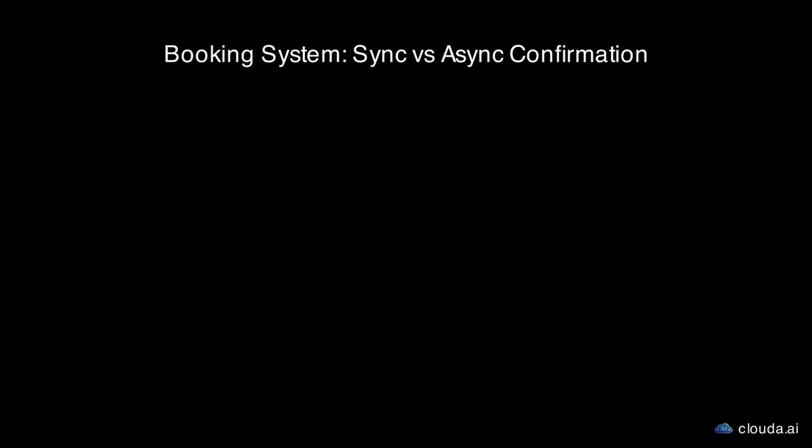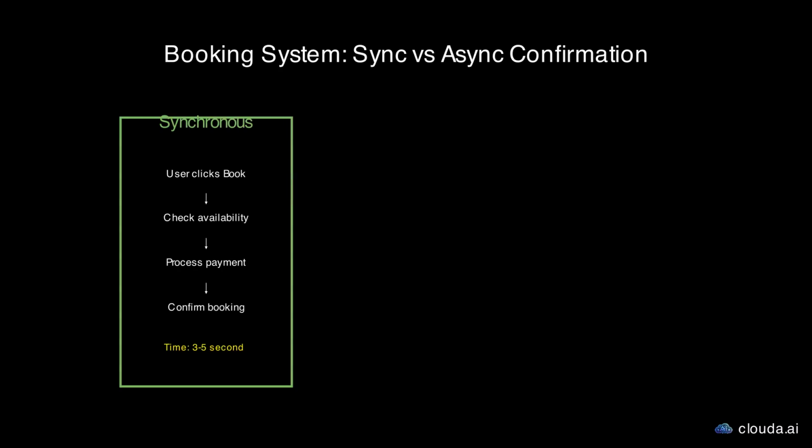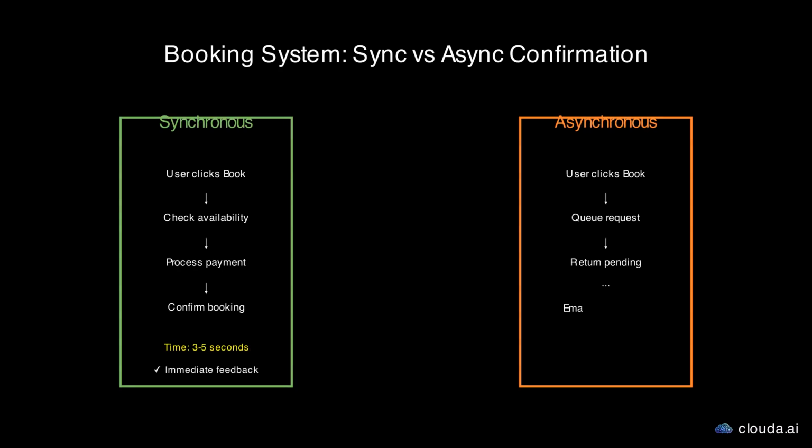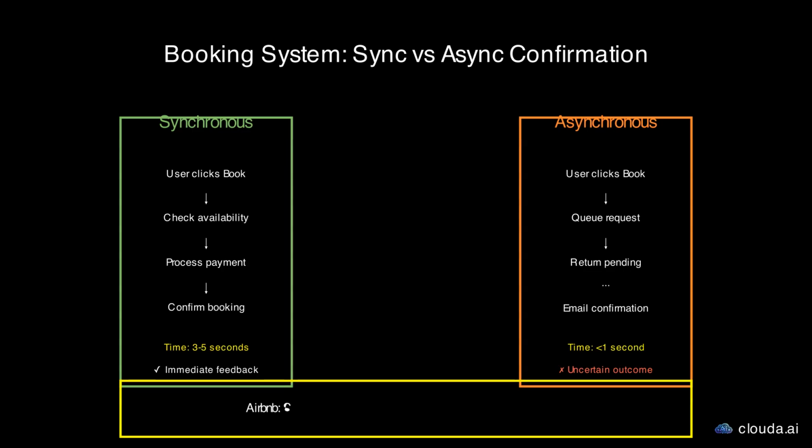The third trade-off is synchronous versus asynchronous booking confirmation. Synchronous processing checks availability, processes payment, and confirms the booking all in one request. This takes 3 to 5 seconds but gives users immediate feedback. Asynchronous processing queues the request, returns instantly, then sends an email confirmation later. This is faster but creates uncertainty for users.